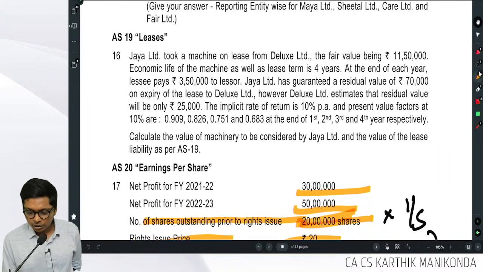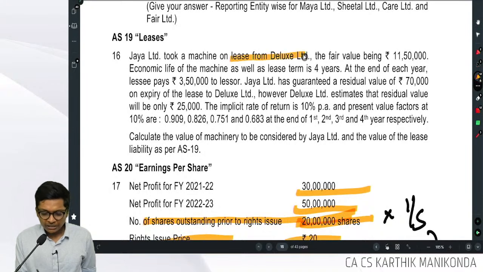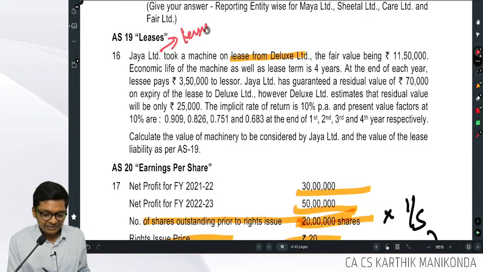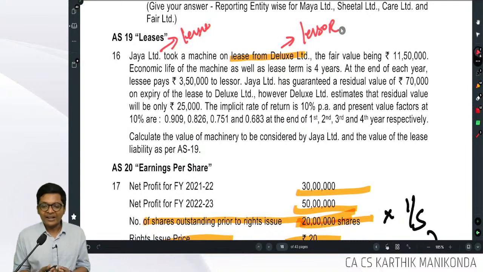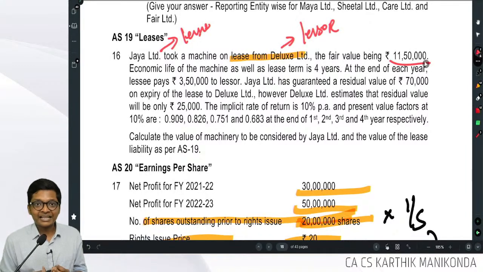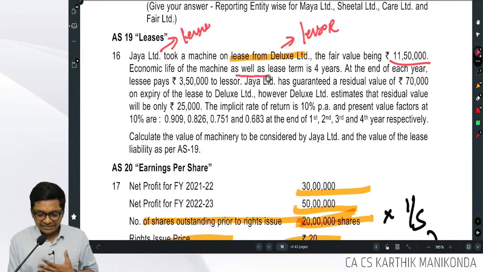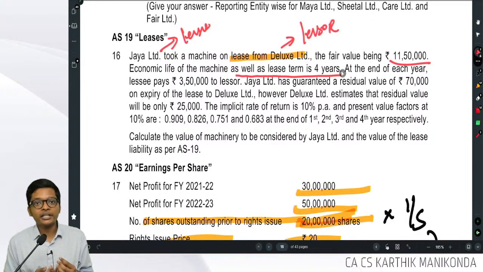JR Limited took a machine on lease from Deluxe. Identify who is the lessee and who is the lessor. Lessee is JR, and Deluxe is the lessor. The fair value is 11 lakh 50,000. Economic life of the asset as well as the lease term is 4 years.